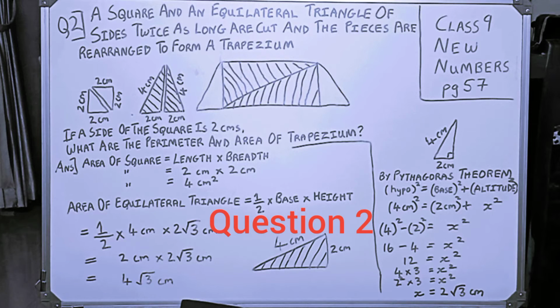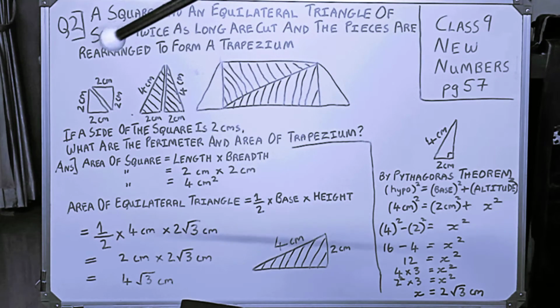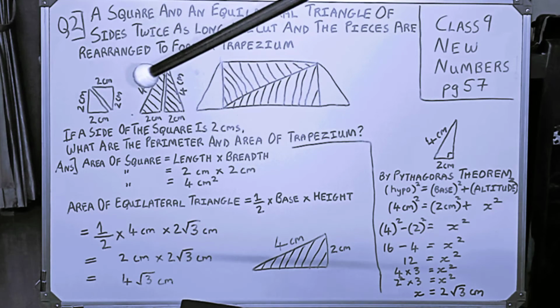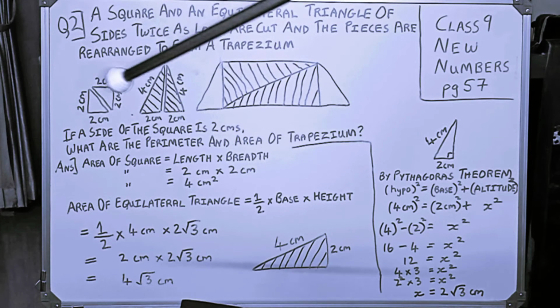Hello students, today we will be discussing question number 2, class 9, new numbers, page number 57. Okay, the question states like there is a square and an equilateral triangle. So we have taken the square as 2 centimeter. So all the 4 sides of the square would be 2 centimeter itself.